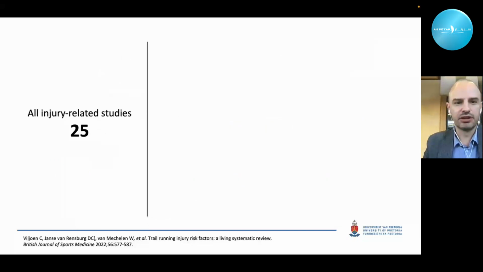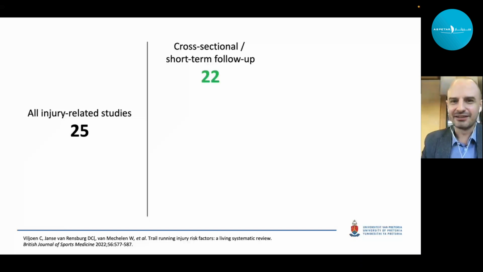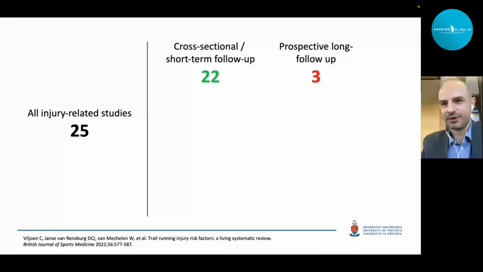At this stage, we only have 25 papers out there that report on injury in trail. If you compare this to the hundreds and hundreds of papers in road running, we are far behind in trail. Okay, so what do we know? We have 22 studies that are purely cross-sectional. Now, you know the issue with that, not accounting for the temporality of risk in these types of study designs. We only have 3 studies that have a prospective approach with longer follow-up periods. We're sitting with the issue in study design, and we only have 3 studies out there in trail running that have longer follow-up periods, meaning at least a 6 month follow-up in the sport.